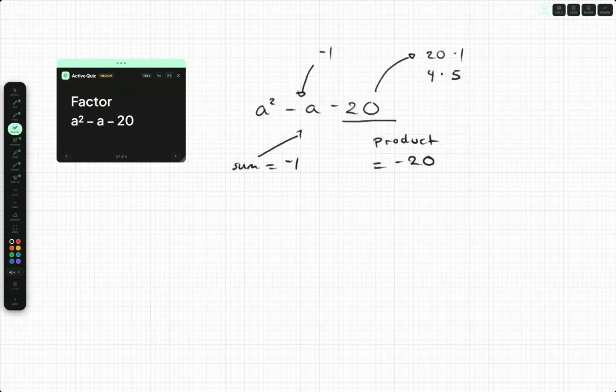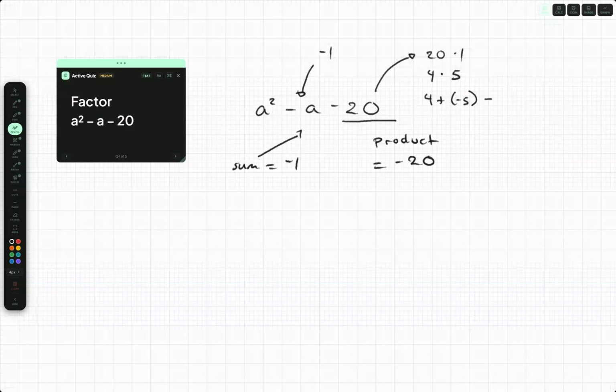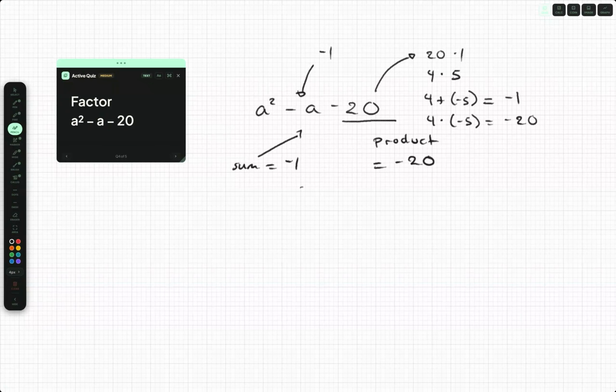In order for this to be negative at the end, we have to have a positive value and a negative value. This is informed by this value here. If we need our middle term, the coefficient, to be negative, that means that the larger value has to be negative and the smaller value has to be positive. So we can do 4 plus minus 5. Well, that will equal negative 1. And 4 times negative 5, well, that will equal minus 20. So those are the perfect two values. So we'll take 4 and minus 5.